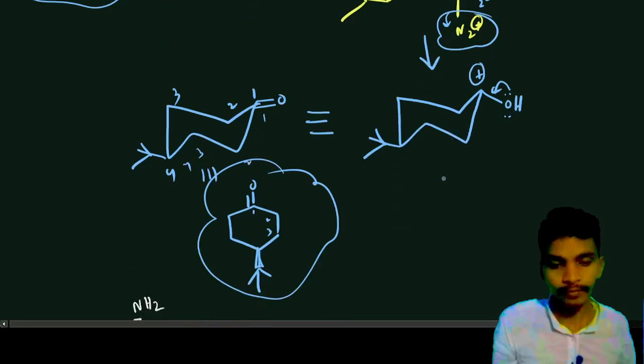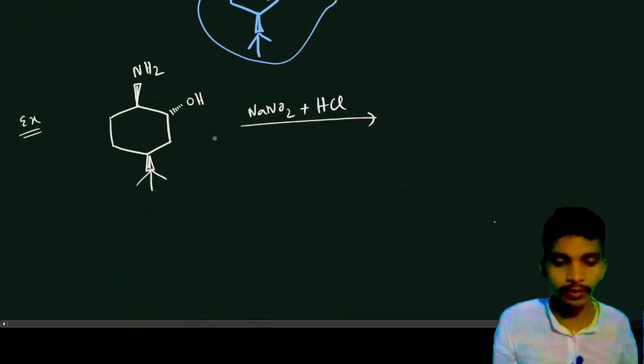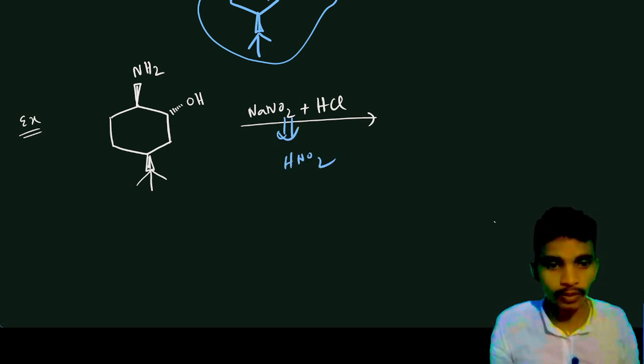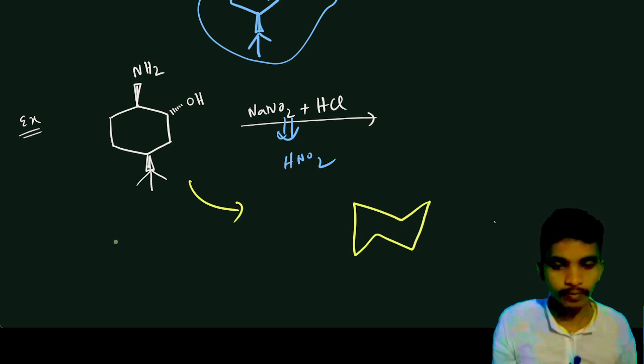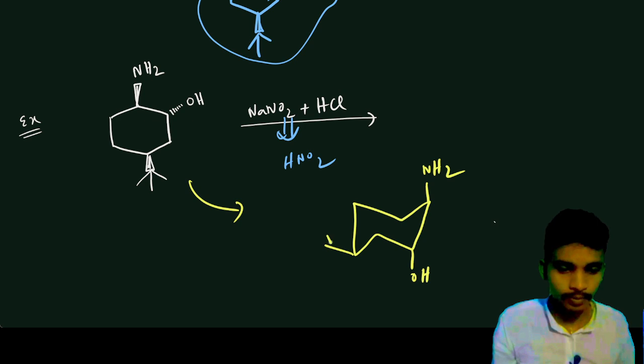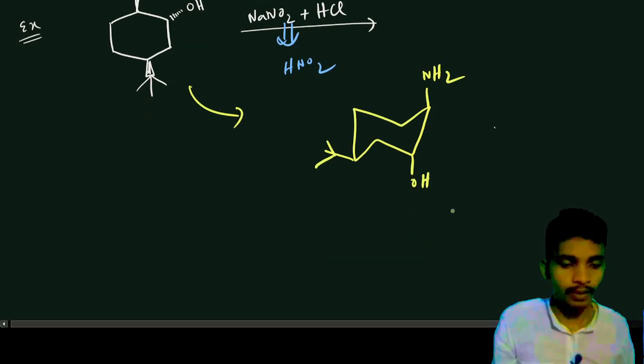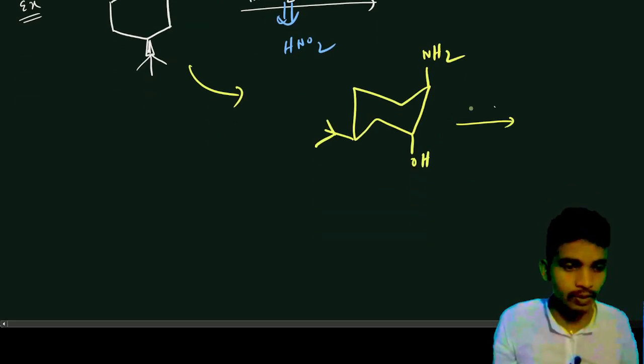Okay, now moving to the next question. This is again where we convert with HNO2, and first we convert this into the chair form. NH2 is above, and OH is down. Now we are giving HNO2.